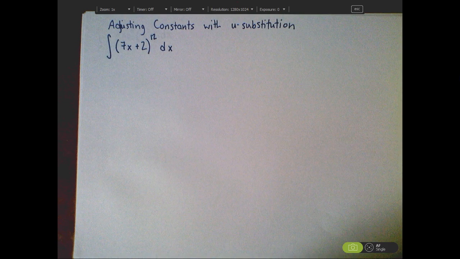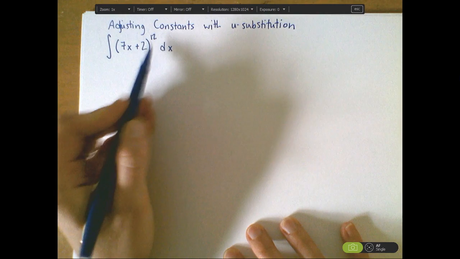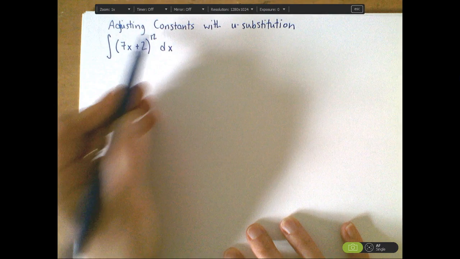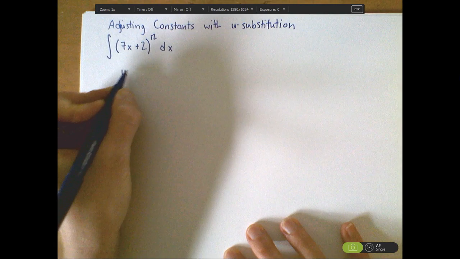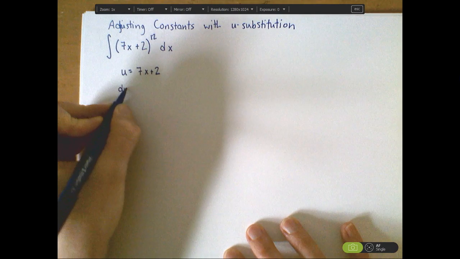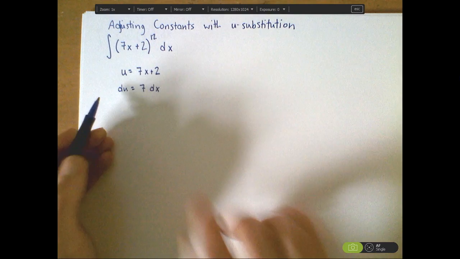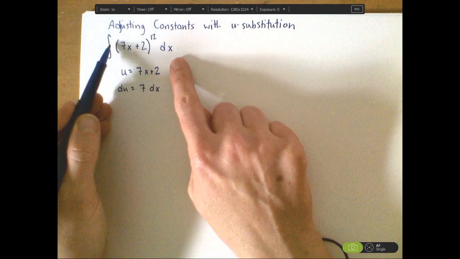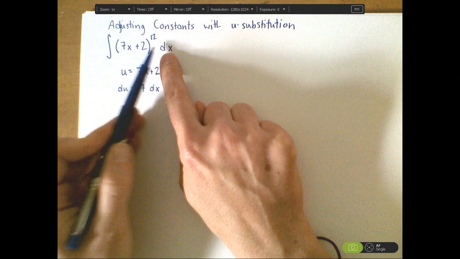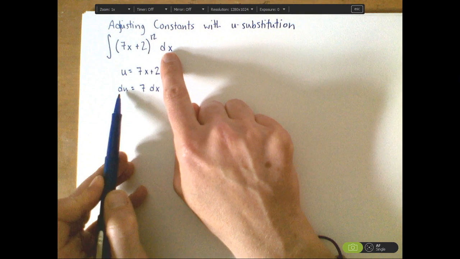In this case, our inner function is the function 7x + 2, and the outer function I'm thinking of is the being raised to the 12th power. So let's let u equal 7x + 2. Then du is going to be equal to 7 dx. And the problem with this is that we don't have 7 just hanging out as a factor that we can use to instantly be able to create this du.